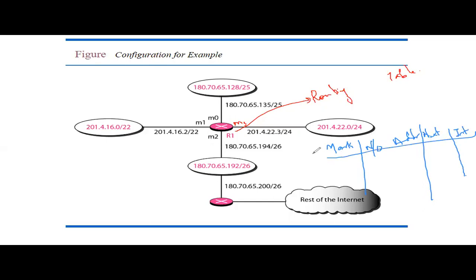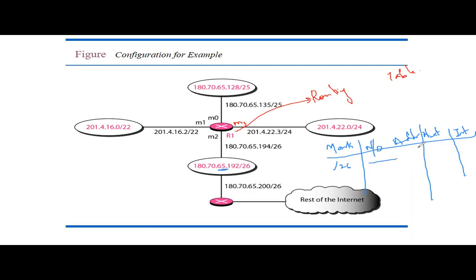Now, first and foremost, you need to write the mask. Here we have the mask /26. So I'm starting with this. What is the network address? The network address is 180.75.65.192. This is the network address. This is a host in this network. .200/26 is a host. So we will write this network address over here in the first row.